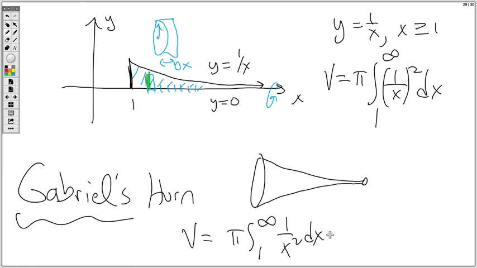Now we know from improper integrals that this integral will in fact what? It'll converge because in fact we know the answer to this one. I think this works out to be 1. So you just end up getting pi units cubed. So even though you have this trumpet that has an infinite extent to it, you could fill it up with pi cubic units of paint. You follow? That's what it means. Okay, that's how we're interpreting this integral anyway.